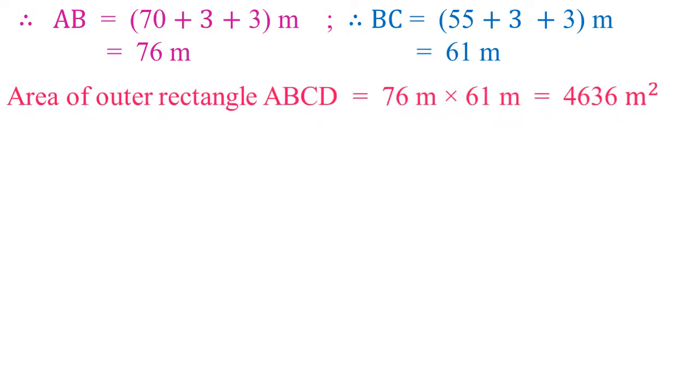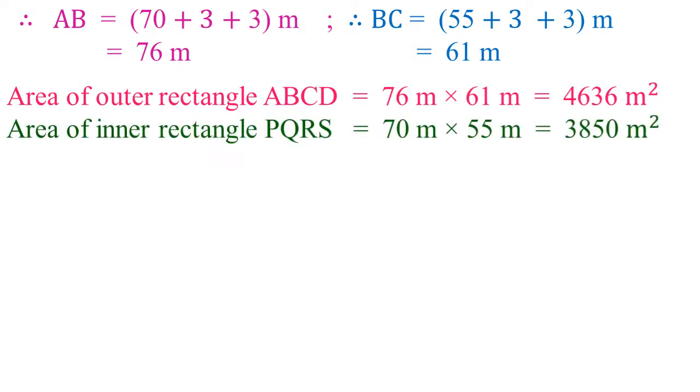Then find the area of the outer rectangle ABCD. So now we have to substitute 76 meter into 61 meter. We have to multiply. We get 4636 meter square. Then find area of the inner rectangle PQRS. That means inner garden 70 meter into 55 meter. We have to multiply 70 meter with 55 meter. We get 3850 meter square.